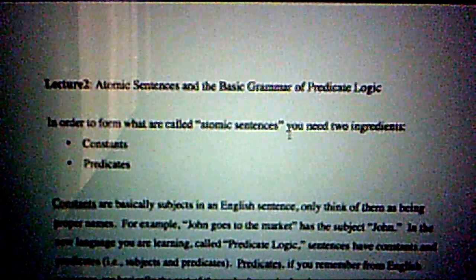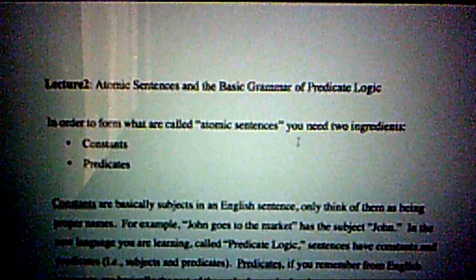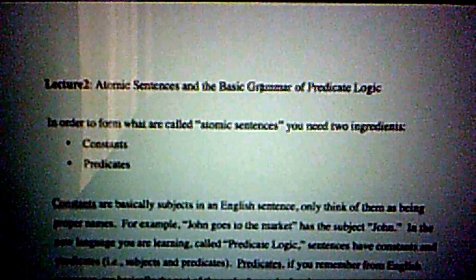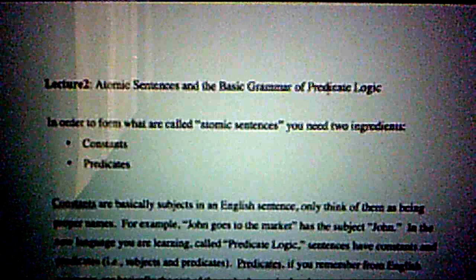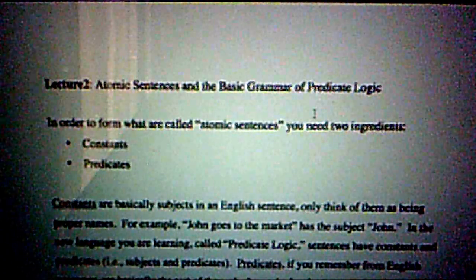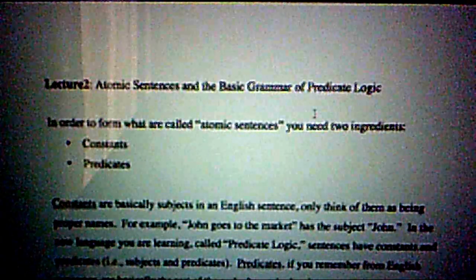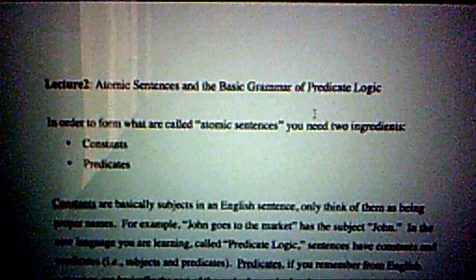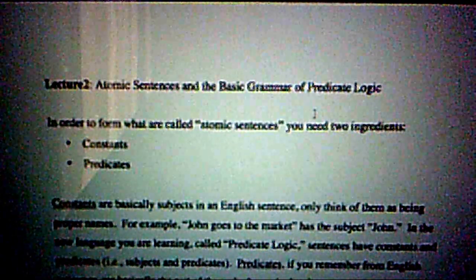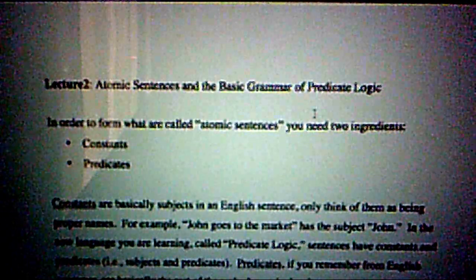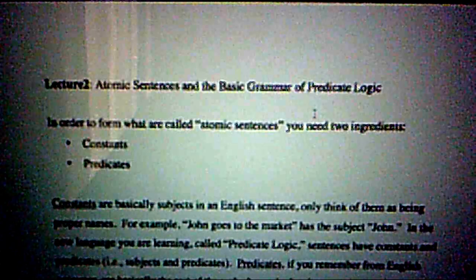Okay, this is the lecture that's going to cover the first homework, atomic sentences and the basic grammar of predicate logic. Predicate logic is the very simplest of logical systems, and it's the one we're going to be using for roughly the first half of the course. The second half has something called first order logic, which builds upon predicate logic. The book uses the term FOL for first order logic for the whole book, but strictly speaking, what we're covering until the midterm is called predicate logic.